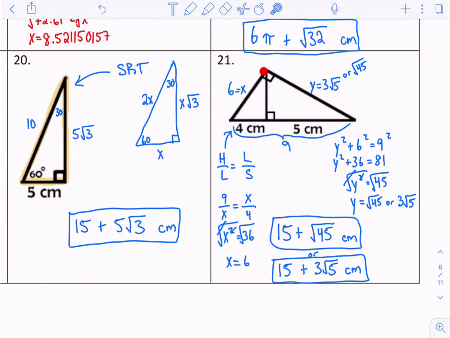Then once I know that this side is 6 and this side is 9 in this big right triangle, we did the Pythagorean theorem to find this third side here, which you could have gotten either the square root of 45 or 3 rad 5. Again, either answer is acceptable unless we said simplest form, then you'd have to have this answer.